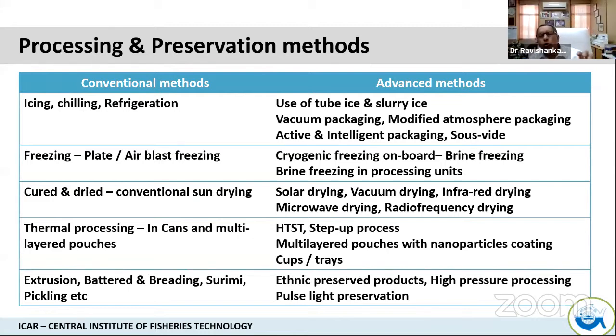Now I'll talk something about what we are conventionally using day to day. We are talking of icing, chilling, refrigeration. We can simply switch over to use of tube ice. We can talk of slurry ice. Again, my colleague Murthy has done a lot of work in Bombay. A lot of slurry ice machines are kept on board. We are talking of RSW system, slurry ice system.